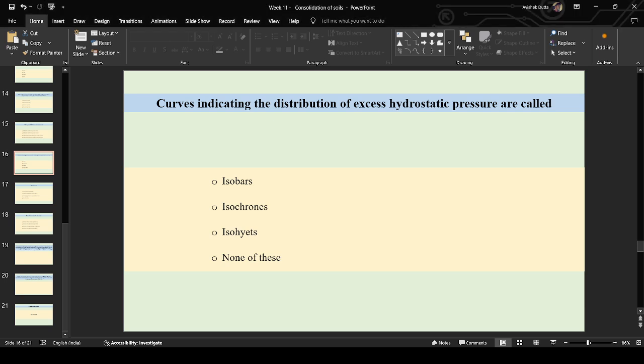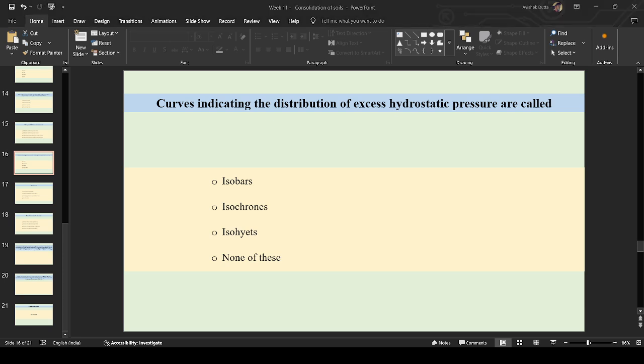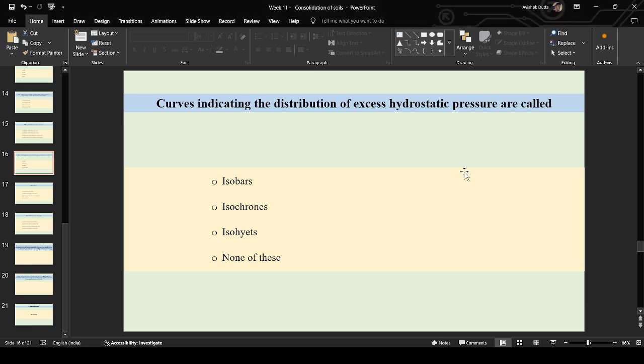Curves indicating the distribution of excess hydrostatic pressure are called: first option, isobars; second option, isochrones; third option, isoheights; last option, none of these.